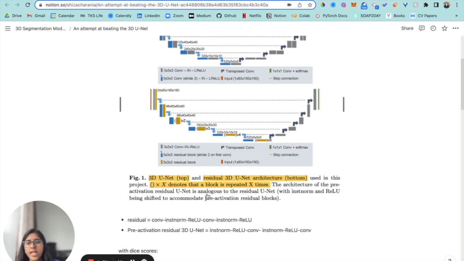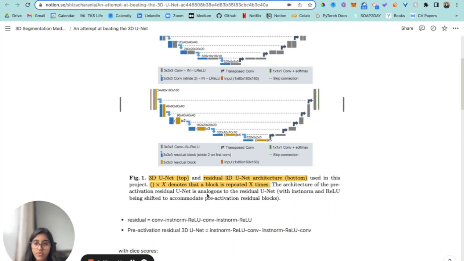But before I go into that, another model that they talked about, and they don't have the diagram for this, but it's called the pre-activation residual 3D U-Net. So instead of the residual U-Net, now instead of the architecture of conv, instance normalization, ReLU, conv, instance normalization, ReLU, you now have the instance normalization and ReLU put in the front, and then the ending is a convolutional layer.